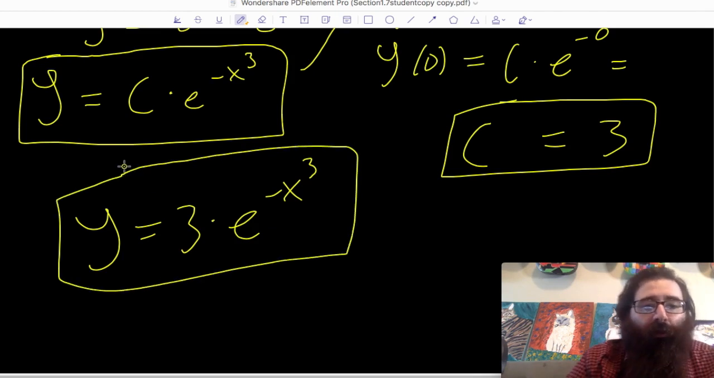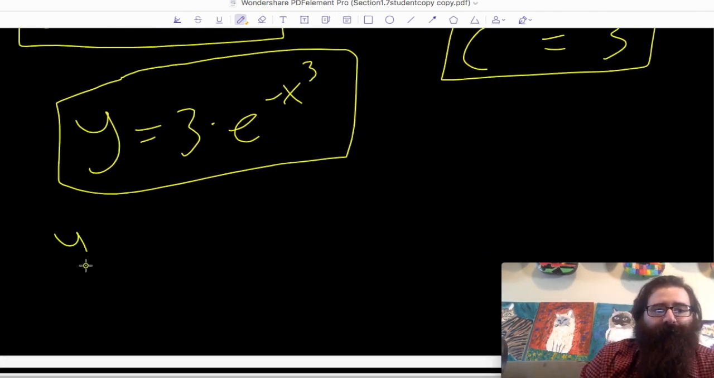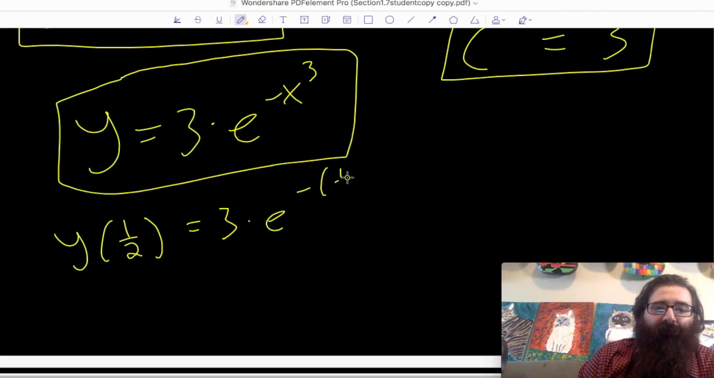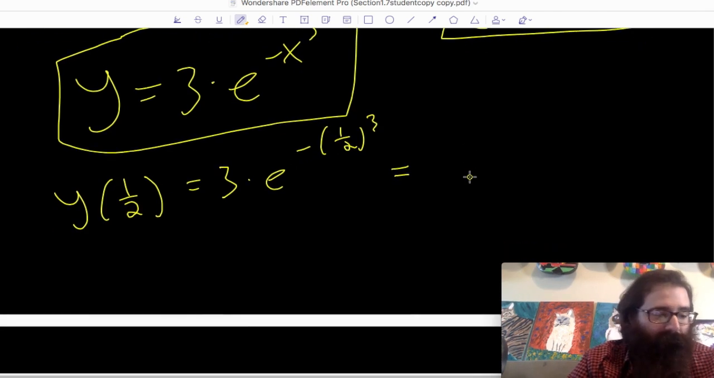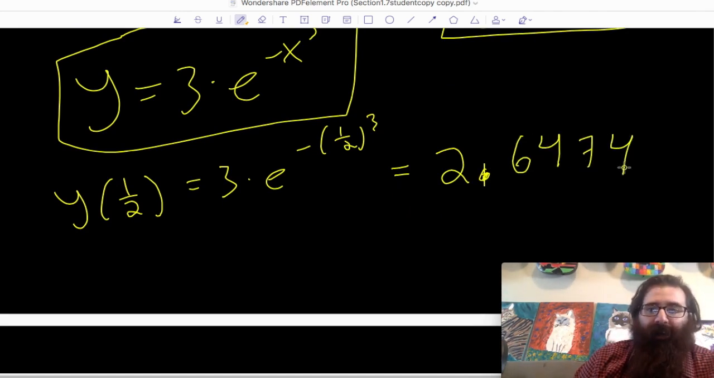Now if I want to know what y at 1/2 is, well, I can go ahead and plug it in. So that's 3 times e to the negative 1/2 cubed. And this is something that we're going to want a calculator to help with, certainly. The calculator is going to tell me that this gives a value of 2.64749.